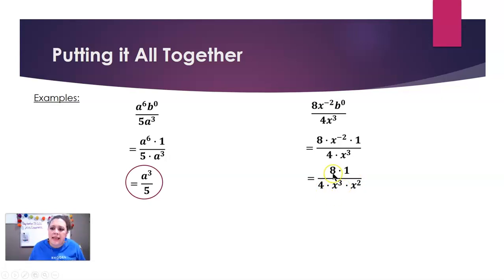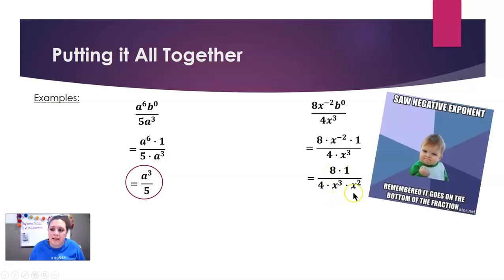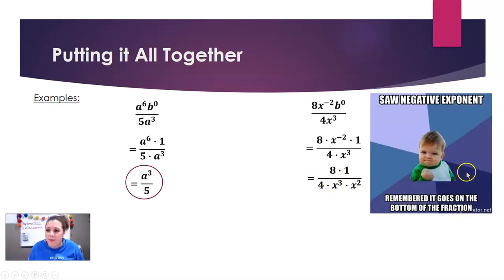So now I'm going to simplify. Can we take 8 times 1? Yes. Oh, I forgot about my little guy coming up. Yes, so we saw the negative exponent. Remember, it goes on the bottom of the fraction. Yep, we did that. So 8 times 1 is 8. And then I have 4 times x cubed times x squared. Again, if we are multiplying variables with exponents, keep the base the same. So we keep the x and add the exponents. 3 plus 2 is 5. So it's going to be 4 times x to the 5th power. But I think I can simplify that even more, because 8 divided by 4 is math that we can do. 8 divided by 4 is 2, so it becomes 2 over x to the 5th power.